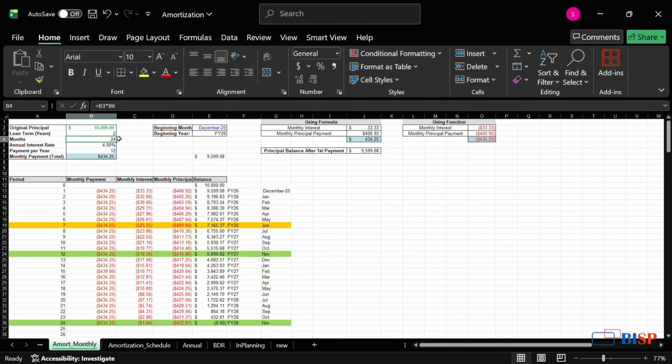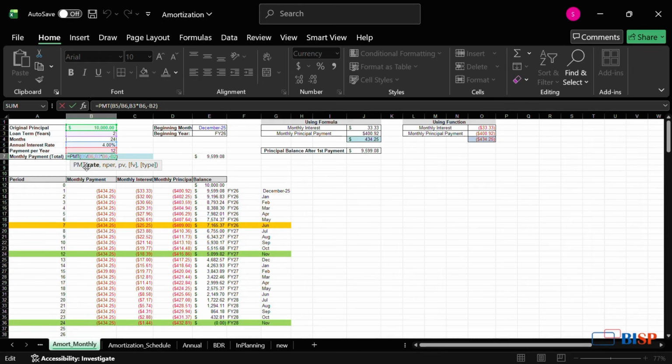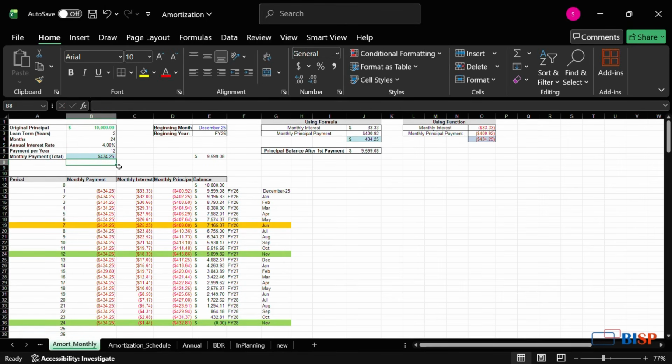The first calculation we need is the monthly payment amount. Instead of manually deriving the amortization formula, Excel provides a built-in financial function called PMT. The PMT function calculates the fixed payment required to completely repay a loan over a specified period. It considers the loan amount, interest rate, and number of payments. In our example, the monthly payment is approximately 434.25. This amount remains constant throughout the loan term. However, the composition of the payment changes every month.